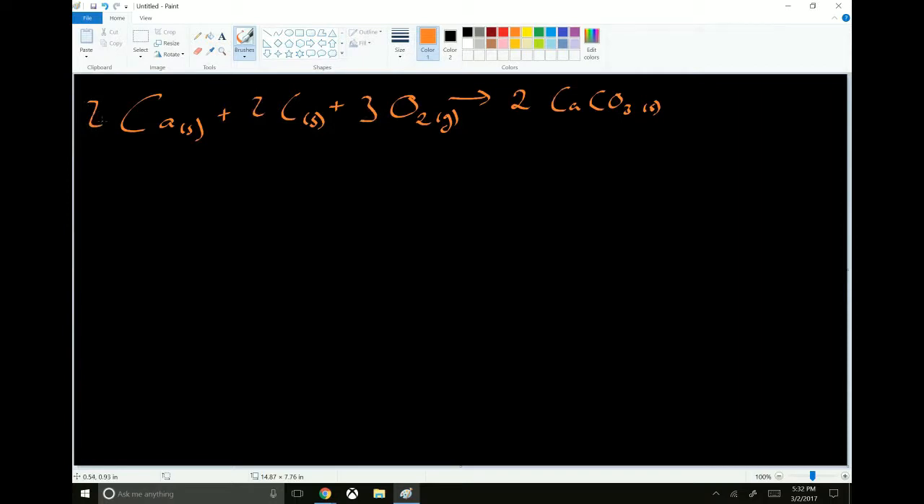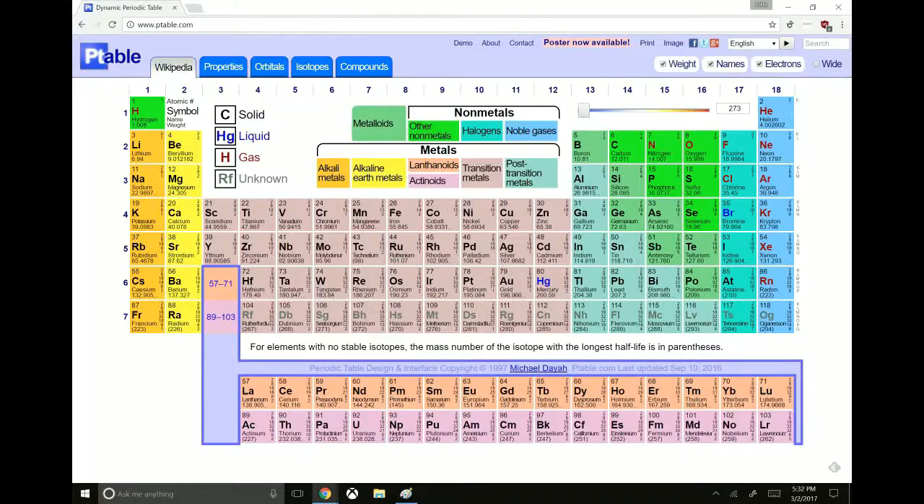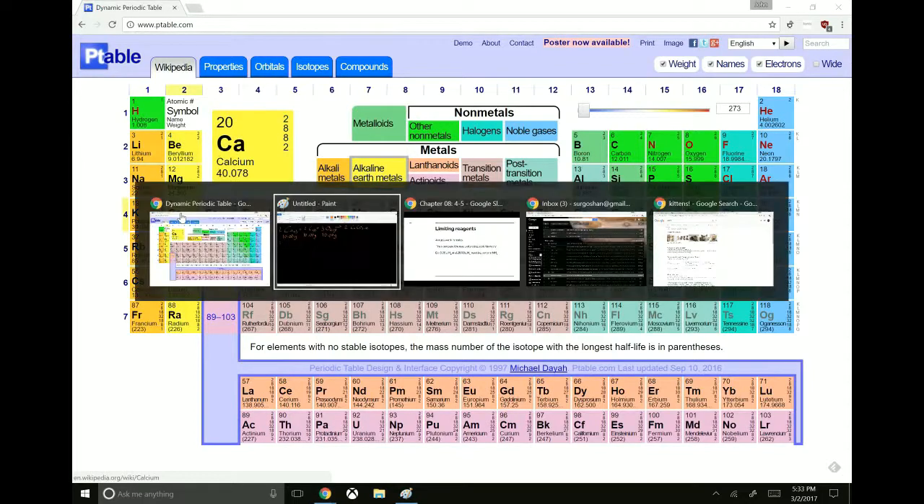So let's say we had, let's make it interesting. Let's make it simple actually. 10 grams of calcium, 10 grams of carbon, and 10 grams of oxygen. Which one is the limiting reagent? First things first, convert to moles. So you divide calcium by the molar mass of calcium. Calcium, boom, is a molar mass of 40.078.